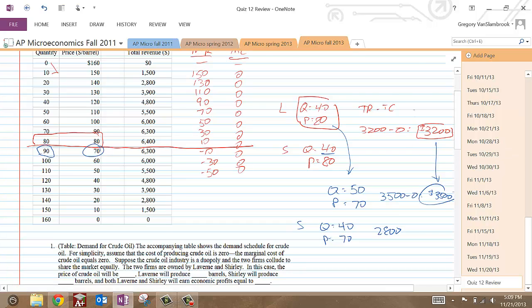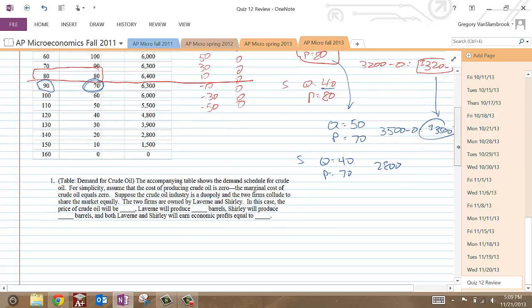So what this is showing is that Laverne or Shirley, if Shirley were the cheater, either one of them has an incentive to cheat on their agreement, which makes the agreement hard to sustain without any kind of binding agreement, which U.S. law makes illegal. So a typical addition to this kind of problem is what happens if one of them cheats. The key to remember there again is once you increase the quantity, make sure to decrease the market price that you've got to set to sell that new quantity.